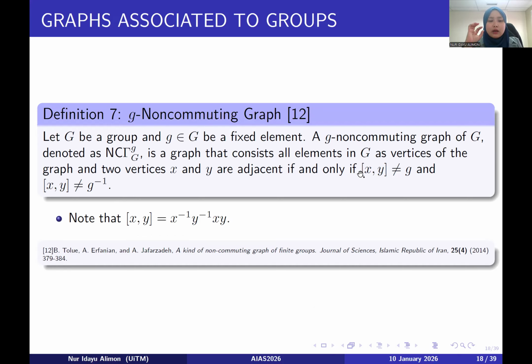Okay, so what are the elements of the vertices? The elements of the vertices consist of all elements in G. So it's a little bit different from the non-commuting graph, because for the non-commuting graph, we only focus on non-central vertices. But for the g-non-commuting graph, we include all the elements in the group, so that the number of elements in the group is equal to the number of vertices in the g-non-commuting graph. But for the adjacency, we need to check whether the commutator of those two vertices does not equal g and also does not equal g inverse.